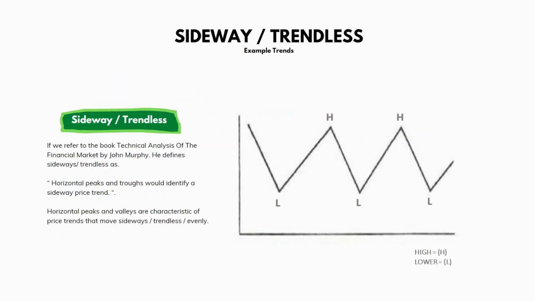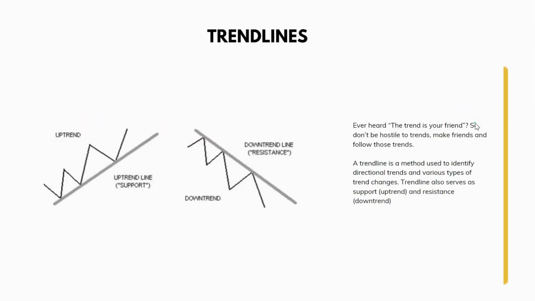Trend number 3 is sideways, or trendless. If we refer to the book Technical Analysis of the Financial Markets by John Murphy, he defined sideways, trendless, as horizontal peaks and troughs that identify a sideways price trend. Horizontal peaks and valleys are characteristic of a price trend that moves sideways, trendless, evenly. Okay, this is a low, this is a high, low, and high and low. This is sideways.